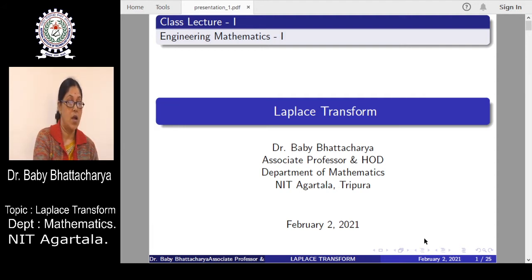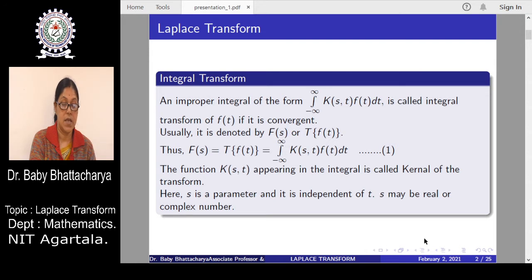Now, how does this transformation come about? Actually, Laplace transformation comes from the idea of integral transform, and this Laplace transformation is a particular integral transform. Now, what is an integral transform? An improper integral of the form integration from minus infinity to plus infinity of K(s,t) f(t) dt is called the integral transform of the function f(t) if it is convergent.